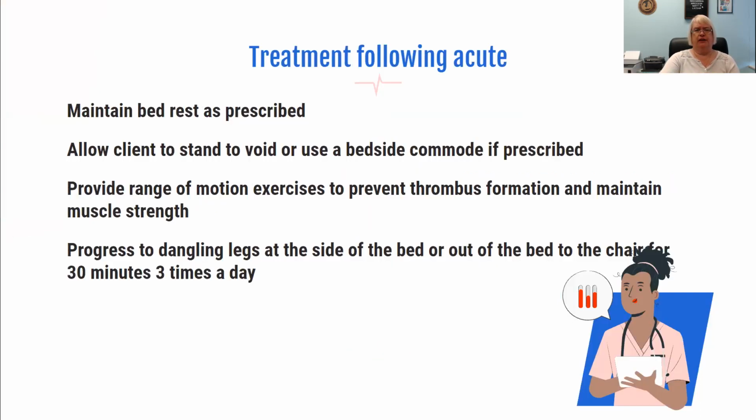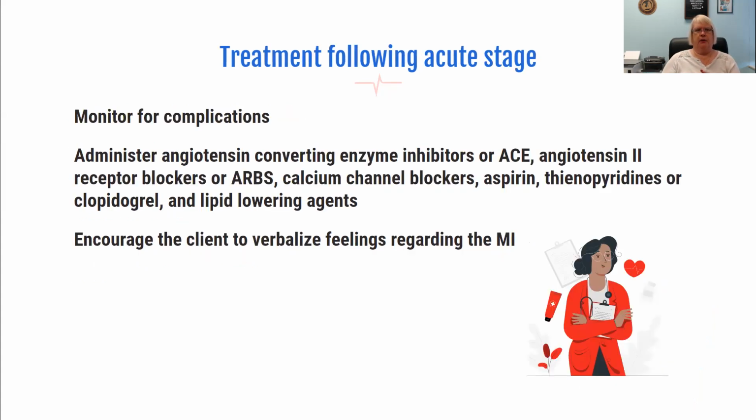So following the acute phase, you're still going to maintain them on bed rest as prescribed, but we're going to slowly get them up. So if they're a male patient, allow them to stand to void or have the lady use the bedside commode. Provide range of motion exercises to prevent thrombus formation and to help maintain their muscle strength. Progress to dangling their legs over the side of the bed or out in the chair for 30 minutes, 3 times a day. You're going to monitor for those complications that we just talked about.